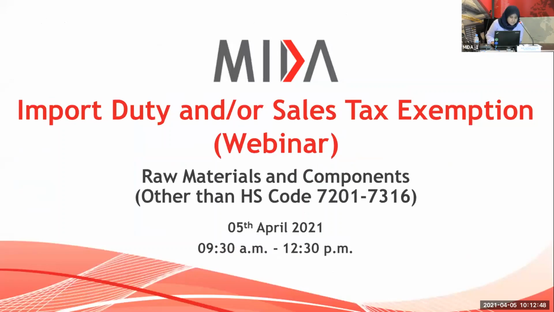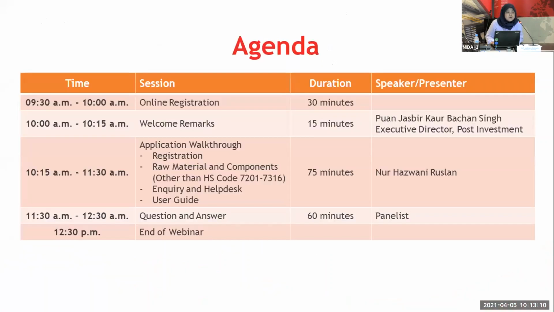Okay, today's webinar is on import duty and sales tax exemption. So we will be focusing on raw materials and components other than HS code 7201 to 7316. The webinar started at 9:30 a.m. and will be completing hopefully by 12:30 p.m. Okay, so this is the agenda for today.